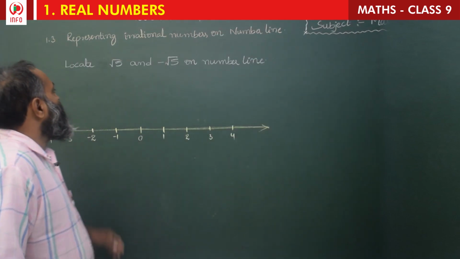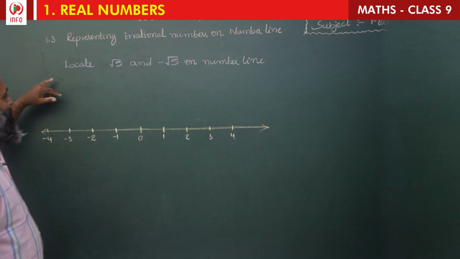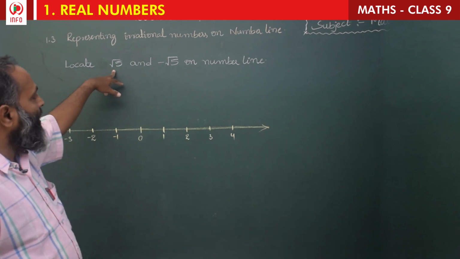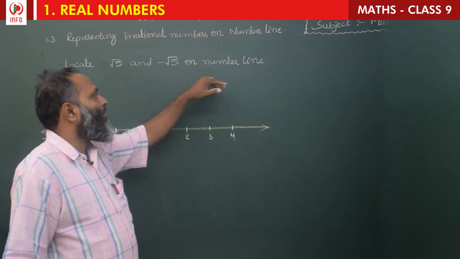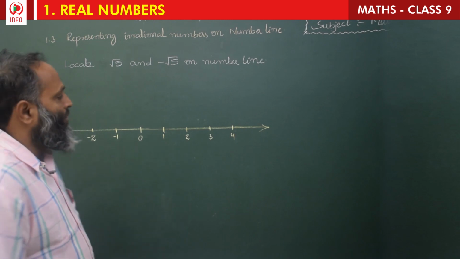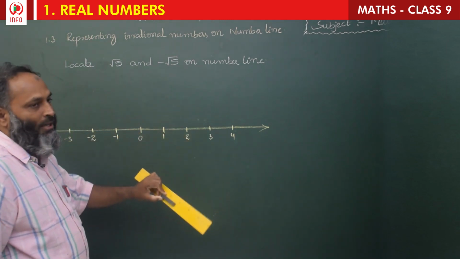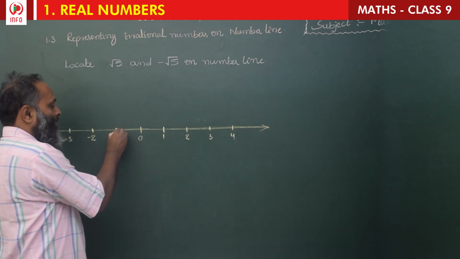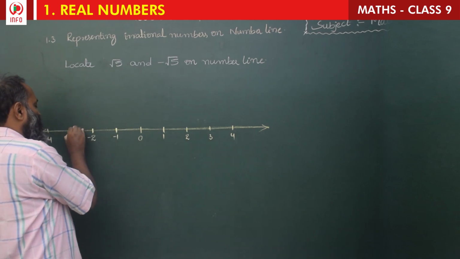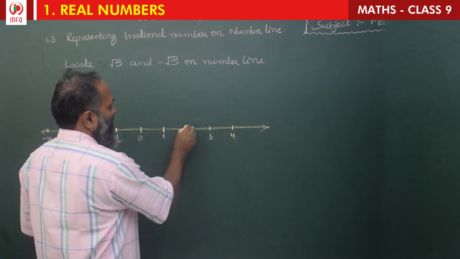So now students, try this activity again. What is being asked is locating root 5 and minus root 5 on a number line. First we should draw a number line with the help of a scale. After that we should take 1 centimeter on the number line, and on every centimeter we should mark points.